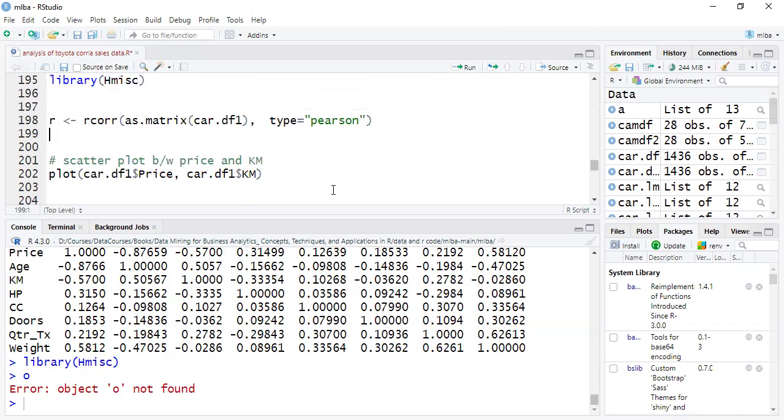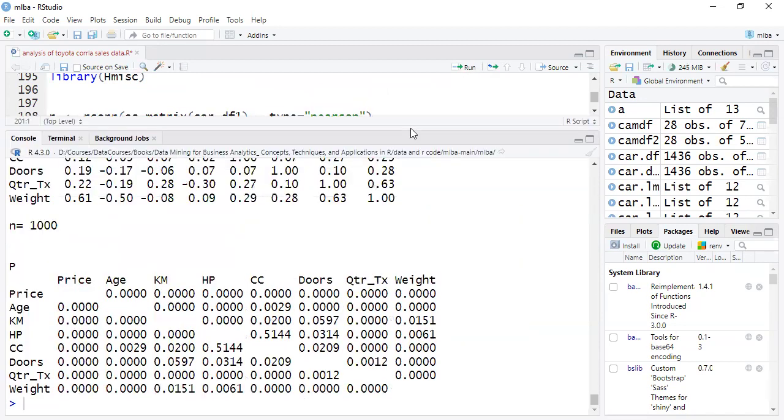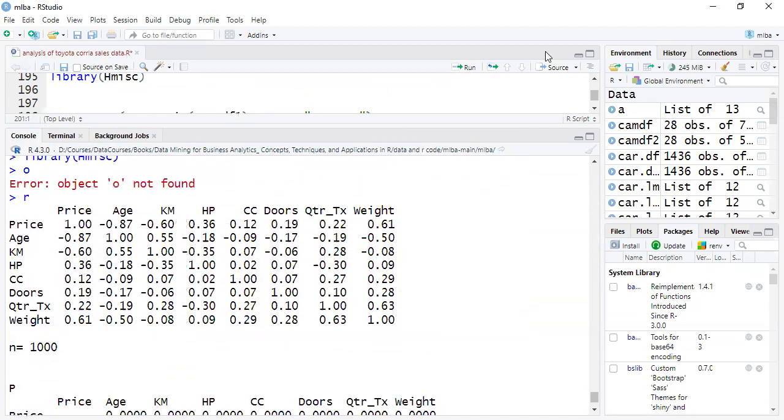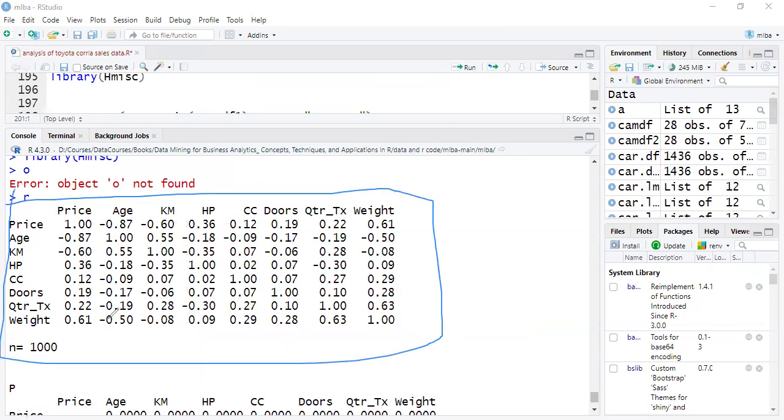Now, how can I see the values of r? Just type r and run it. Now you can see the two tables. This is the table of correlations, and at the bottom we have a table of p-values. In the diagonal, I have one. Above the diagonal, we have the correlations. Price and age: the correlation is 0.87. The correlation between price and kilometer is negative, 0.6.